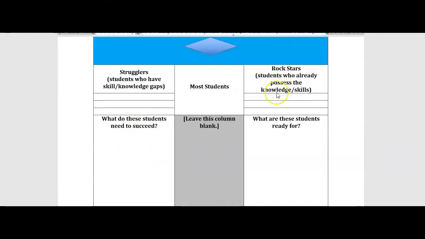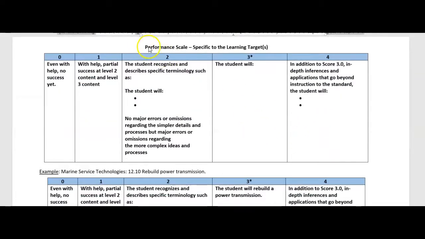And then you've got your rock stars who are always doing well, and they kind of finish early, and they're kind of getting bored, and they need more of a challenge. So you write their names here, and then you think through, well, how can I push them to their next level? And maybe these rock stars can be helping these strugglers, or they might be leaders of groups, or you might come up with something entirely new for them that challenges them in a different way. So that's this page. And then the last page is a performance scale specific to the learning target.